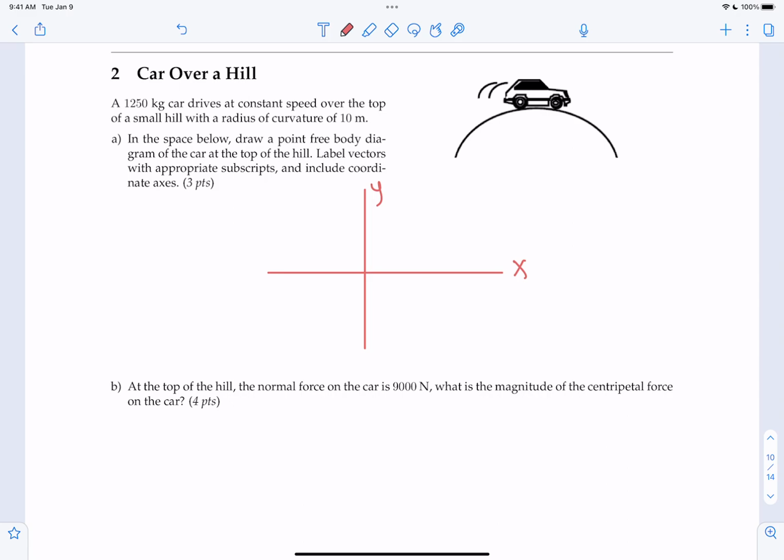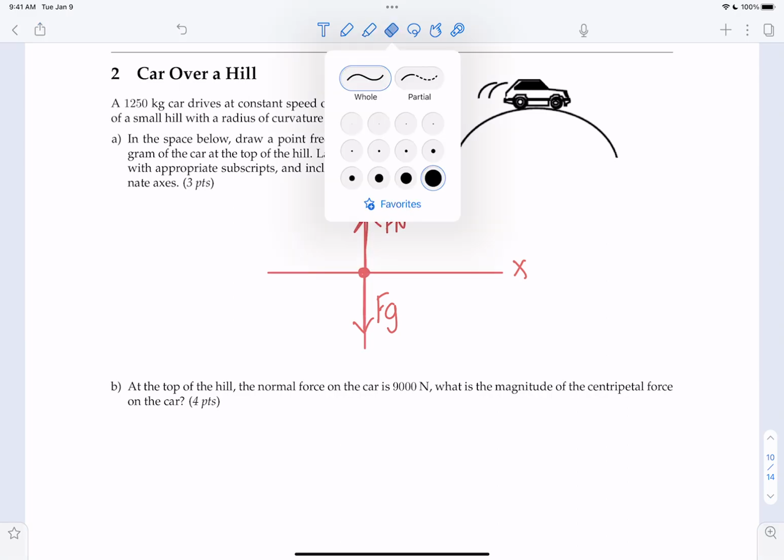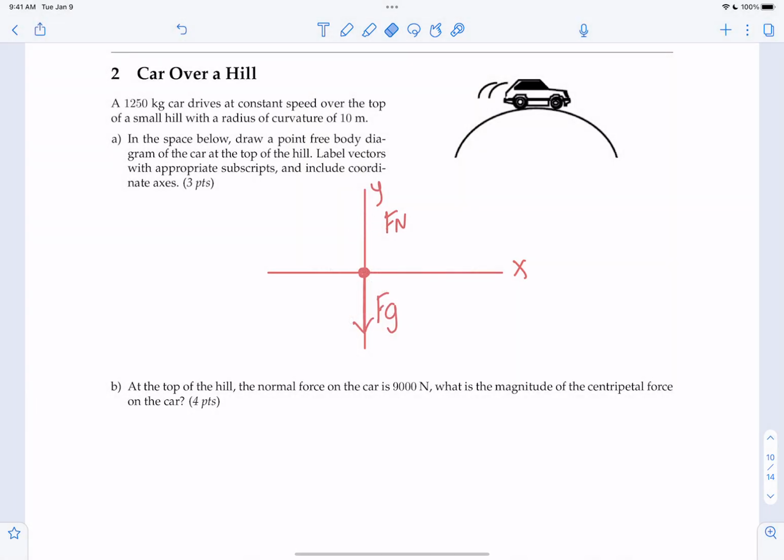Yep. So Fn, Fg, and then if you notice as well, actually, you know what? I will choose a different color to draw these a little bit. So normal force should be like this, and then gravity should be a lot bigger like that. Anyone know why gravity should be bigger?